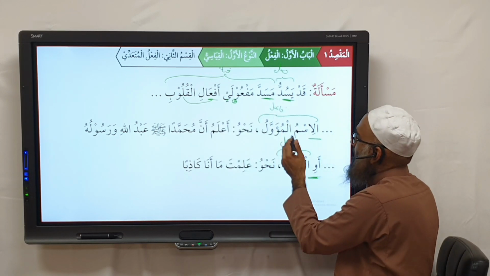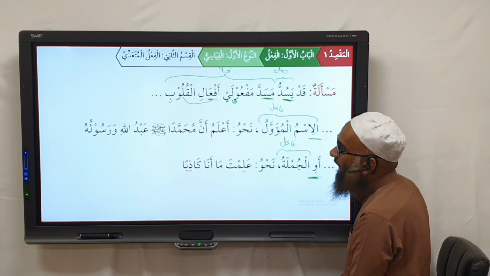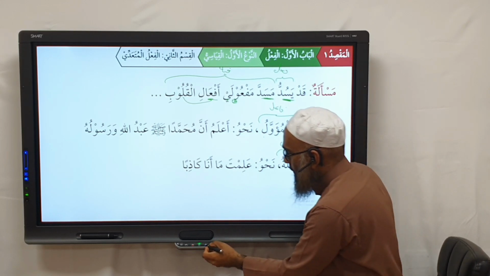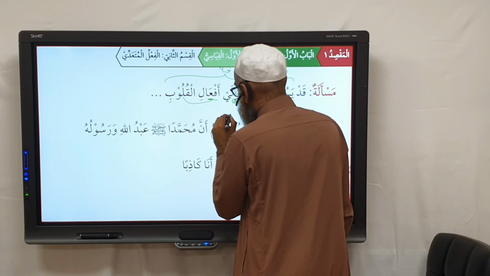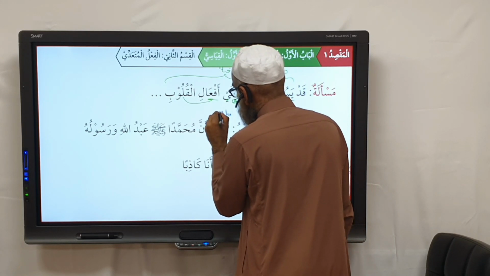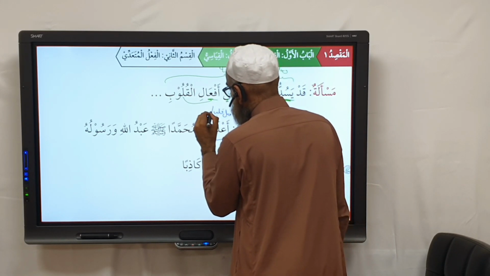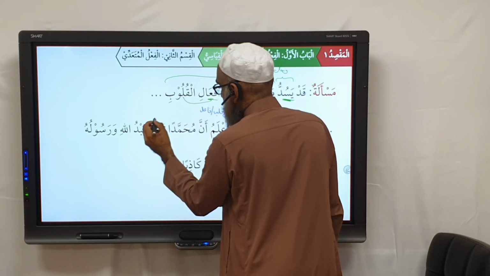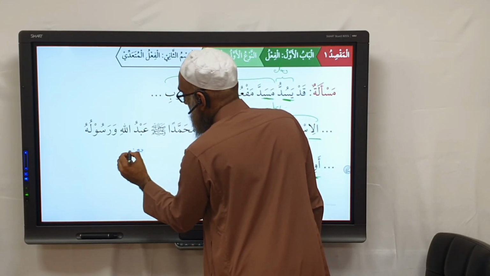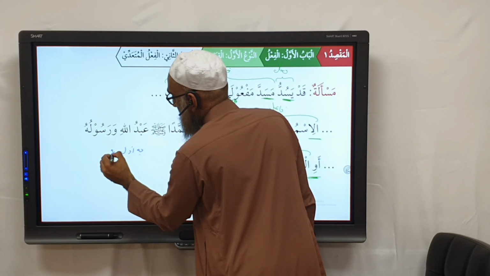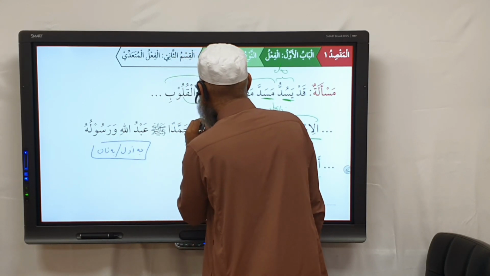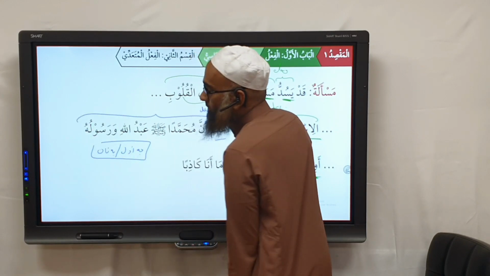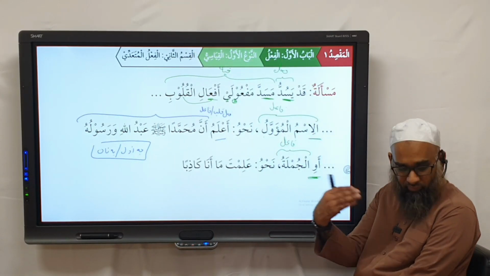So the ism al-mu'awwal or the jumla can take the place of the two maf'uls of the fa'lul qalb. Ism al-mu'awwal, for example, a'lamu anna Muhammadan. So alima ya'lamu is to know, to believe. So alima is the fa'lul qalb, and the fa'il. And then you have, in theory, maf'ul bihi awwal and maf'ul bihi thani. But what's happening here now? The ismun mu'awwal is taking the place of the two maf'uls. How do you do i'rab of this? We'll do it later on.